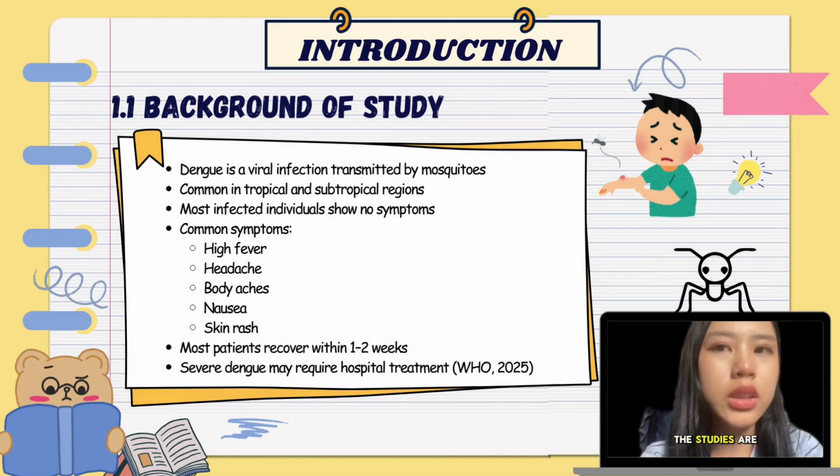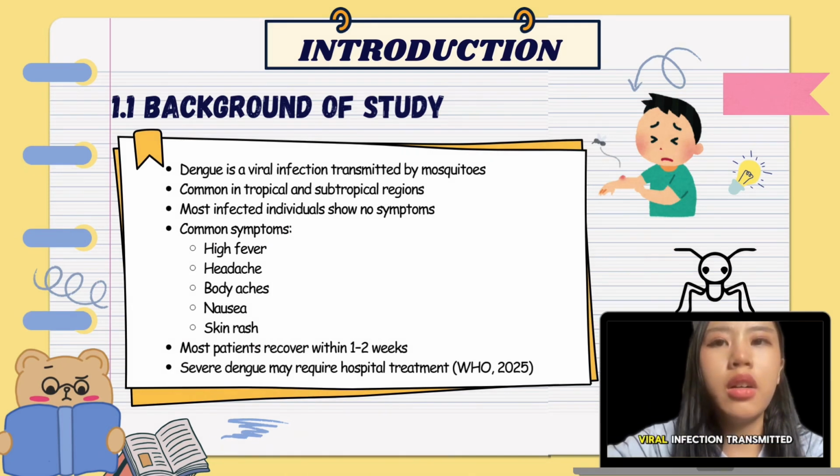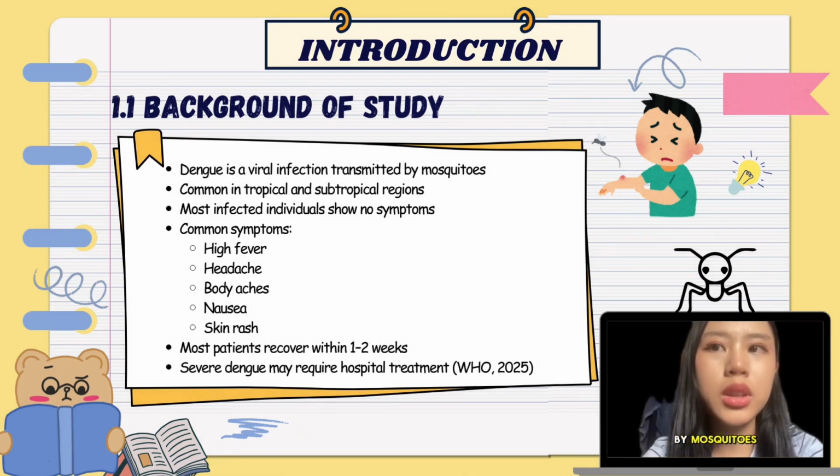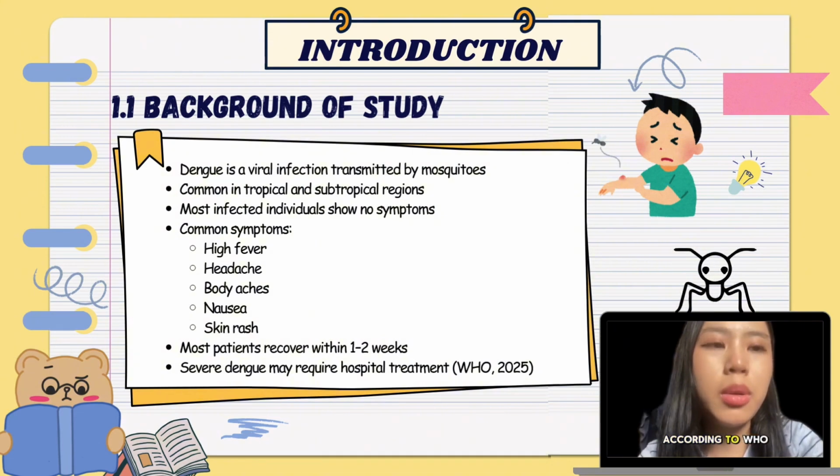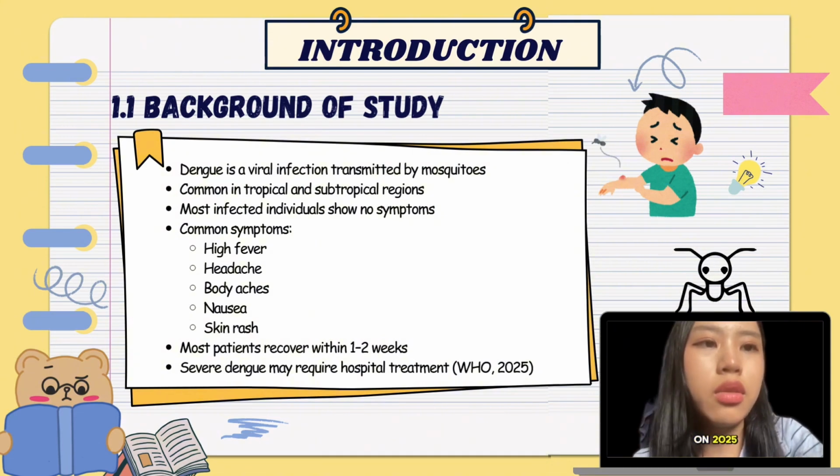The background of the study: dengue is a viral infection transmitted by mosquitoes, and it is common in tropical and subtropical regions. Most infected individuals show no symptoms. Common symptoms are high fever, headaches, body aches, nausea, and skin rash. Most patients recover within 1 to 2 weeks, and severe dengue may require hospital treatment, according to WHO in 2025.